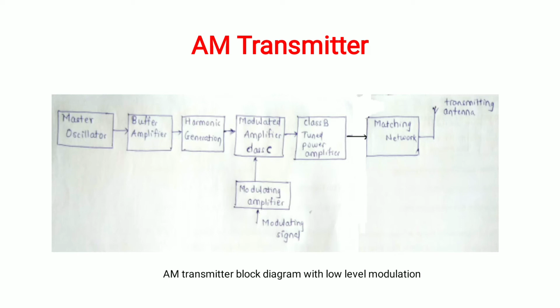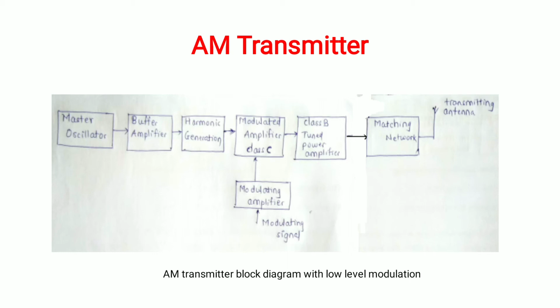Now, drawbacks of low level modulation. In low level AM transmitters, a class B tuned power amplifier is used. Now, the efficiency of a class B power amplifier is poor. So the output from the power amplifier which will be transmitted using the transmitting antenna will also have poor efficiency. So we can use a class C amplifier instead of class B, which has better efficiency as compared to class B.